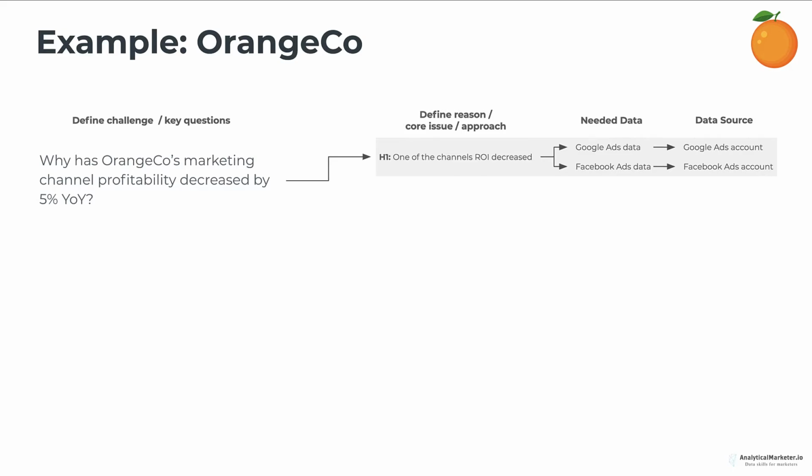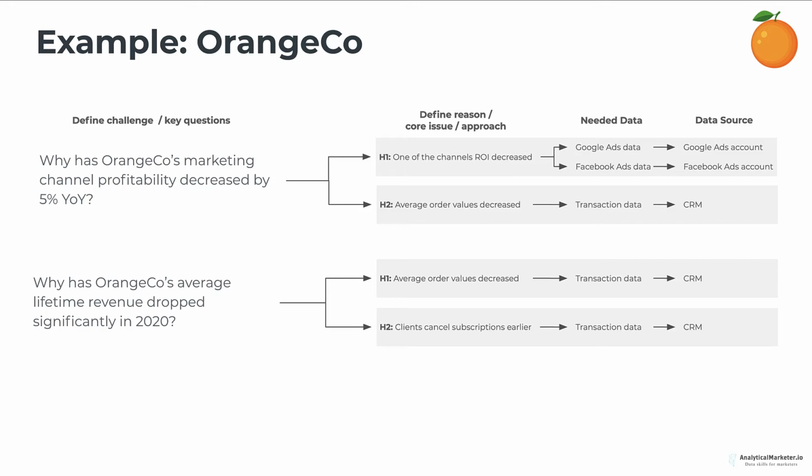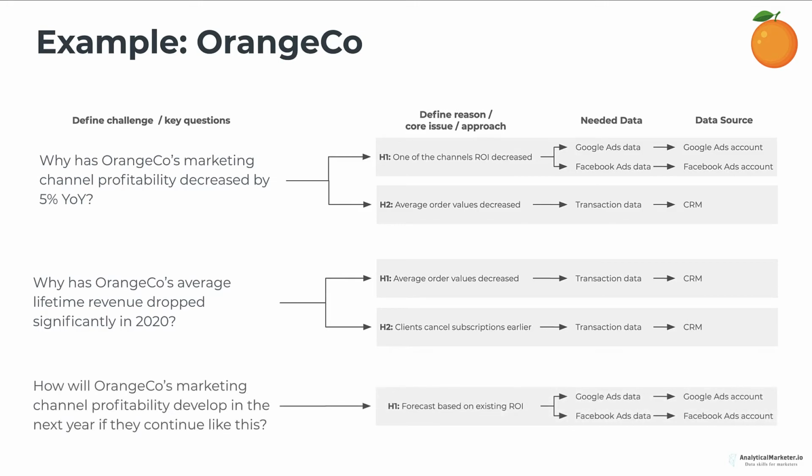Another core issue could be that the average order value decreased. So we'll analyze the customer transaction data pulled directly from our CRM. This is the solution set for our first question. And we can use the same method for our other questions. So for the second one, we'll do the same thing, and for the third one as well. For the second question, the reason could be as well that the average order value decreased. Or, alternatively, clients cancel subscriptions earlier. Both is analyzed with the transaction data from our CRM.